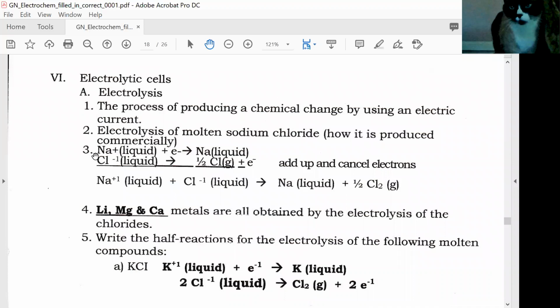So you would have sodium ion that's liquid, plus an electron would go to sodium atom that's liquid. Chloride ion that's liquid would go to 1/2 of a chlorine that's gas plus an electron. We add up and cancel the electrons. So overall, it's sodium ion liquid plus chloride ion liquid would form sodium atom liquid plus 1/2 of chlorine gas. So lithium, magnesium, and calcium metals are all obtained by the electrolysis of the chlorides.